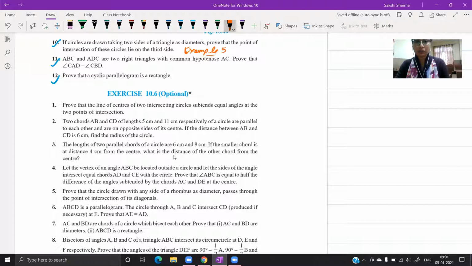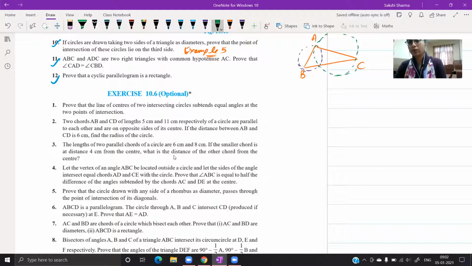These are almost similar. So what you have to do is take a triangle and draw circles with any two sides as diameters. So let's say we have triangle ABC and draw two circles. एक बार आपको circle draw करना है with AB as diameter. So there will be a circle right around here, and then there will be a circle with any other side out of the remaining two as diameter. So I'm drawing a circle with AC as diameter.